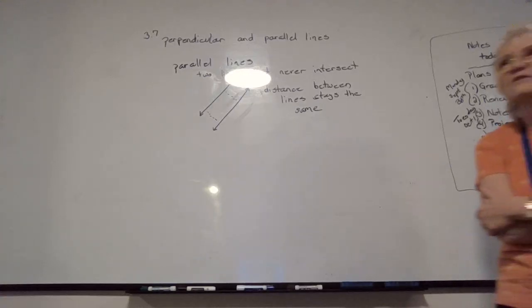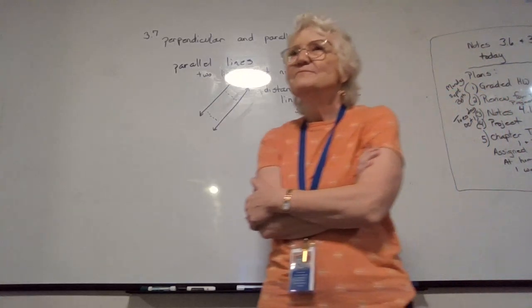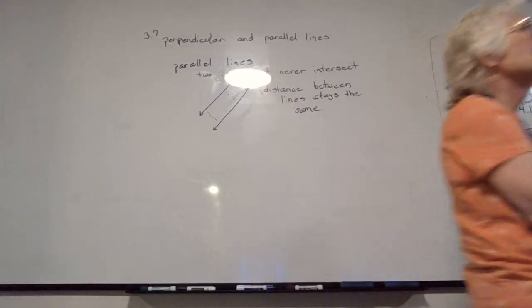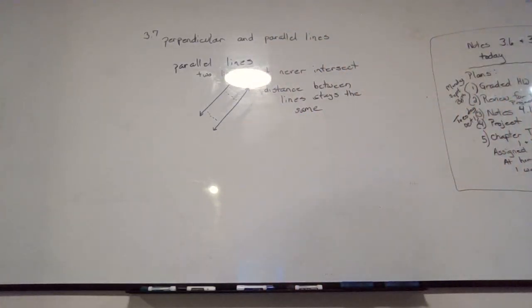Okay, so at an intersection, that's an obvious perpendicular. Where's another perpendicular anybody can think of? Where else do we see perpendicular lines? Okay, look in the corner of this building. Look in each corner of the room.